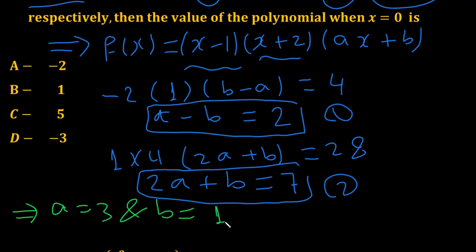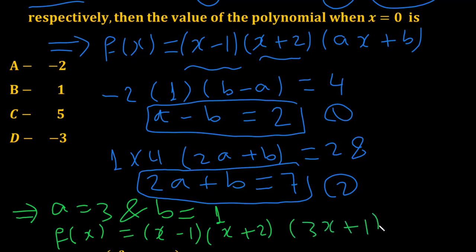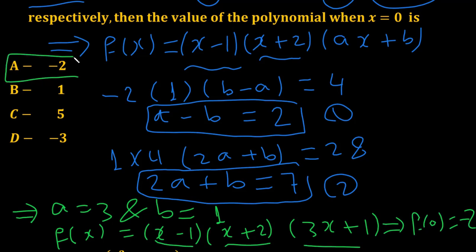So the polynomial will be f of x equals x minus 1, x plus 2, and 3x plus 1. And here we can find f of 0. Here we have negative 1, here we have 2, and here we have 1. So the answer will be negative 2. So the correct answer is A.